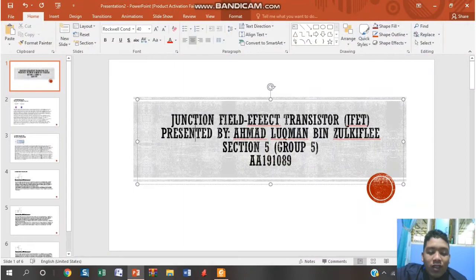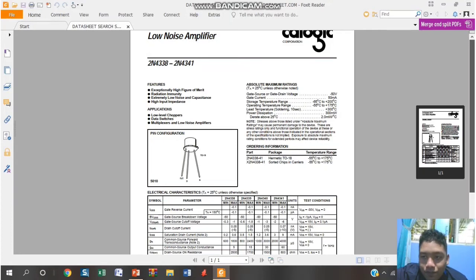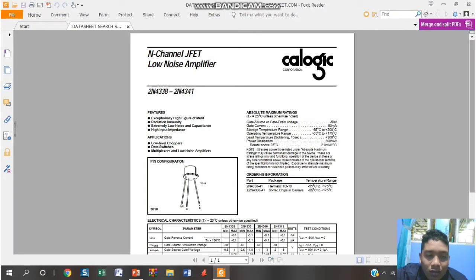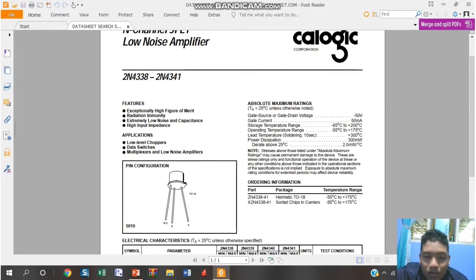Okay, and I will show you the datasheet for the transistor I chose, which is 2N4341. So as you can see, the gate-source or gate-drain voltage is negative 50 volts. Gate current is 50 milliamperes. Storage temperature range is negative 65 degrees Celsius to 200 degrees Celsius. Operating temperature range is negative 55 degrees Celsius to 175 degrees Celsius.